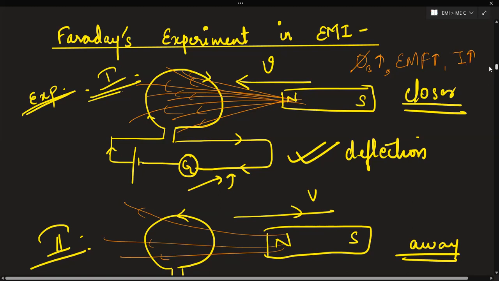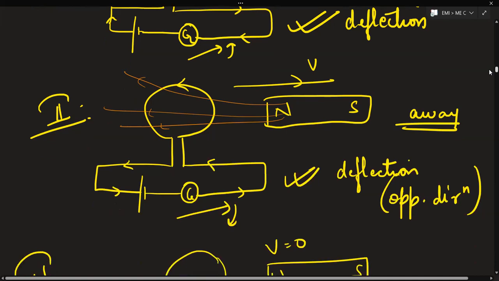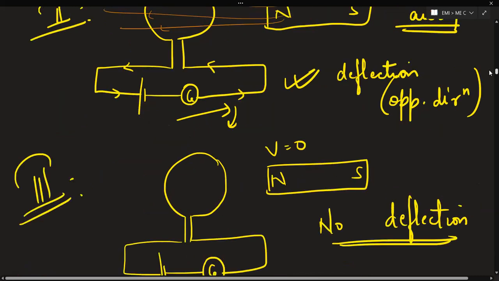What happened secondly in this experiment? The magnetic flux linked with the coil decreased. So the induced EMF decreased, and so the current decreased. That's why you were able to see it. Here there wasn't any change in magnetic flux. So the induced EMF was zero, the induced current was also zero, hence no deflection was observed.